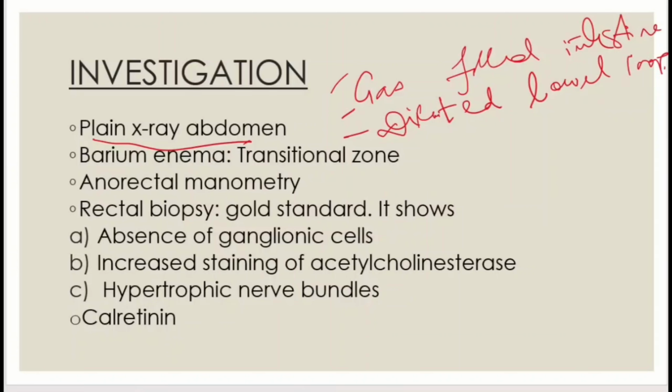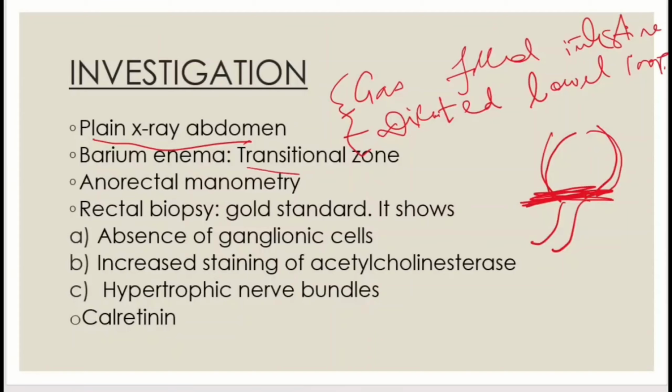Another important investigation is barium enema. Barium enema is almost 80% accurate. It shows a junction of aganglionic and ganglionic intestine. So there will be proximally normal ganglion cells. This is the junction between the normal and abnormal intestine. Funnel-shaped dilated bowel loops are seen. This is called the transition zone, which is a characteristic feature in barium enema.